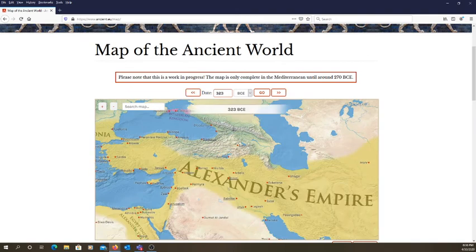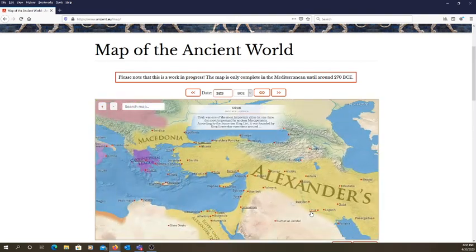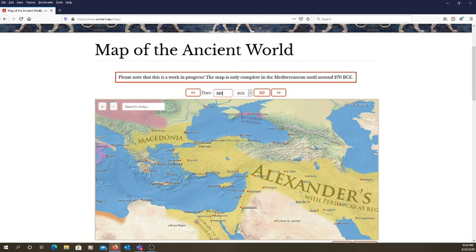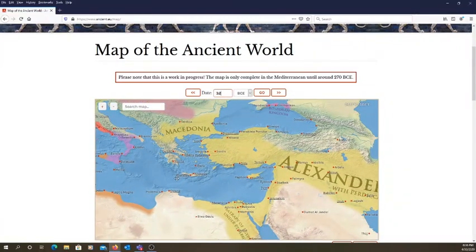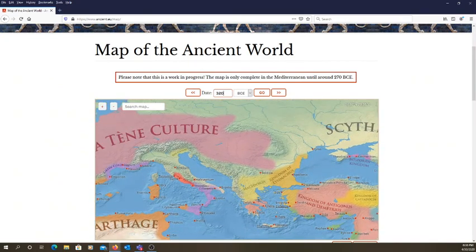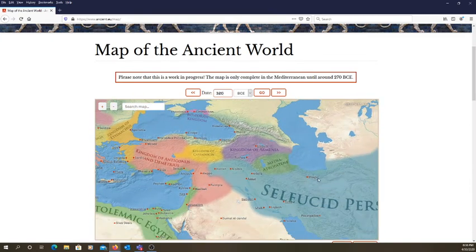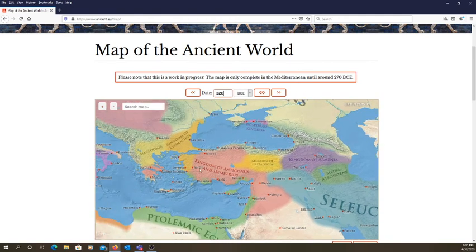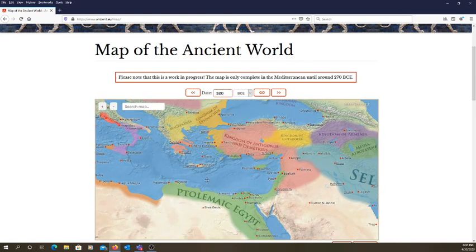In 323 BC, though, Alexander is going to die. And by 321, you're going to start to see the split up of his empire. And there it is in 320, the complete split of the Macedonian Empire into the Seleucid Persian Empire, the Antigonus Empire, the Macedonian Empire, and the Ptolemaic Empire.